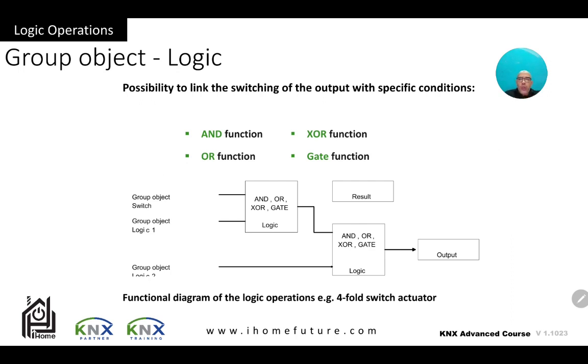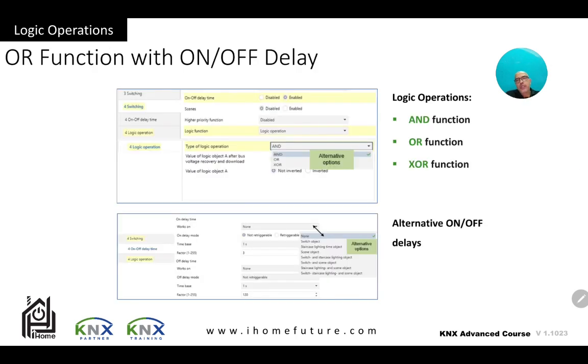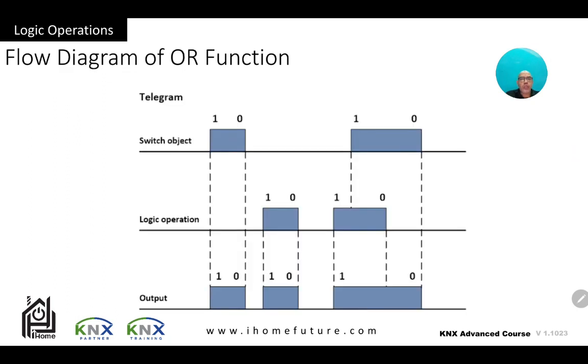What kind of group objects do I get when I activate logic? Normally you get group objects called logic, maybe logic 1, logic 2, depending on the actuator. Then you can link them together using a gate or a logic function like AND or OR, take the output, and do actions with this output. So an OR function with off delay can be activated from here, and then you can also put some kind of delay if you need. It's all from the parameters.